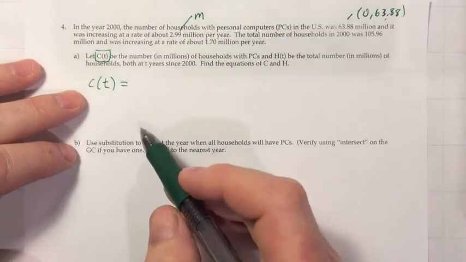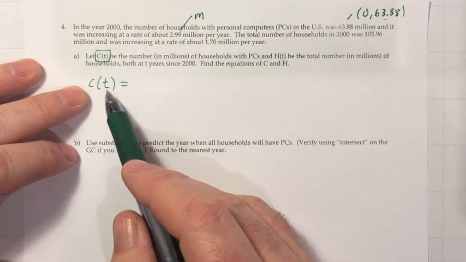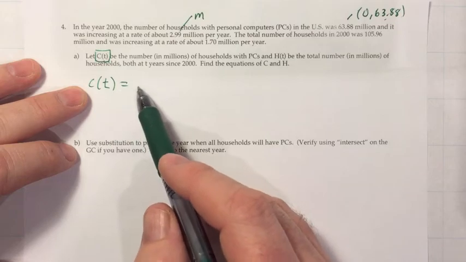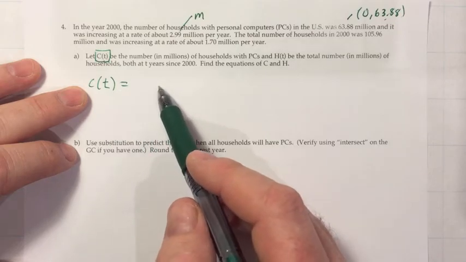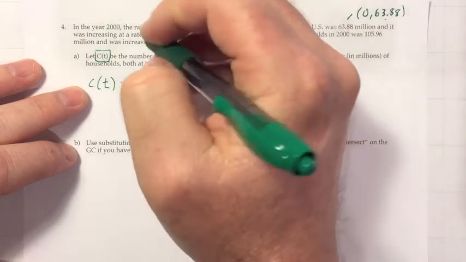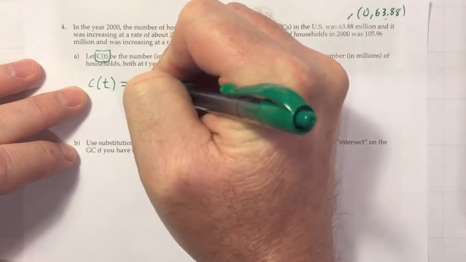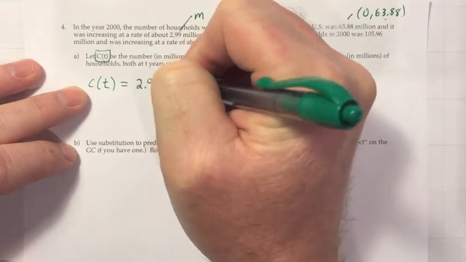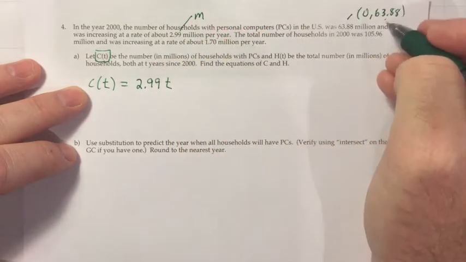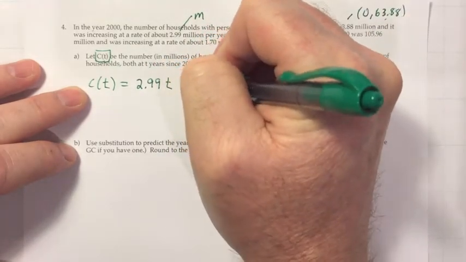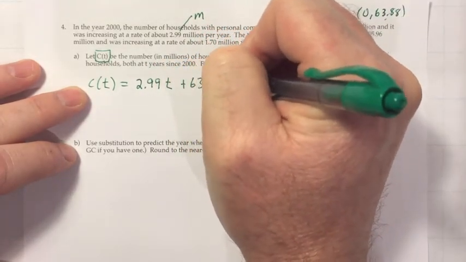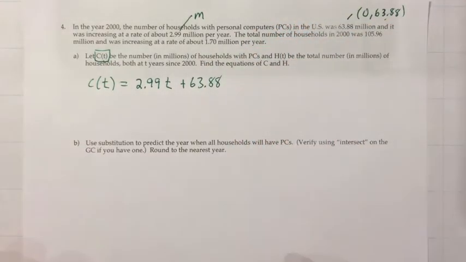So instead of y equals mx plus b, we're going to say C of t for our y value equals m times t for our input variable plus b. So C of t equals m, which will be 2.99, times our input variable of t, plus the value of b, 63.88. So there's one of our equations. Now we want to just move on and do the other one.